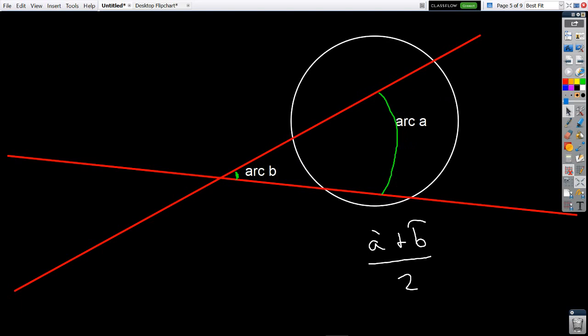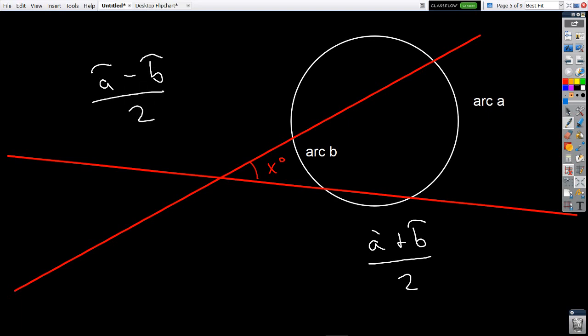So if you have a situation like this, and the textbook or your teacher or somebody is asking you for angle X, or this angle right here, it makes sense then to go, you know what? That angle X is going to be equal to arc A, or the large arc, minus the smaller arc, arc B, divided by 2. Because this arc A is too big when the point of intersection is outside the circle. But it just so happens it's too big by exactly that amount.